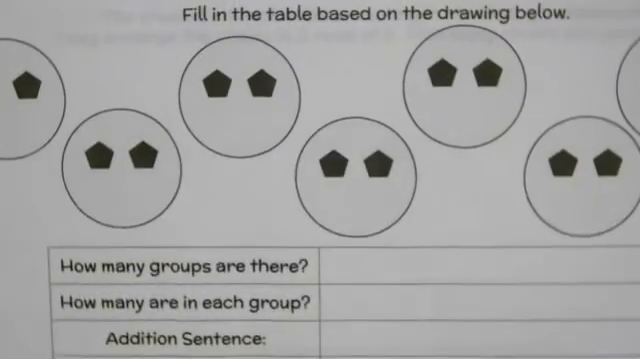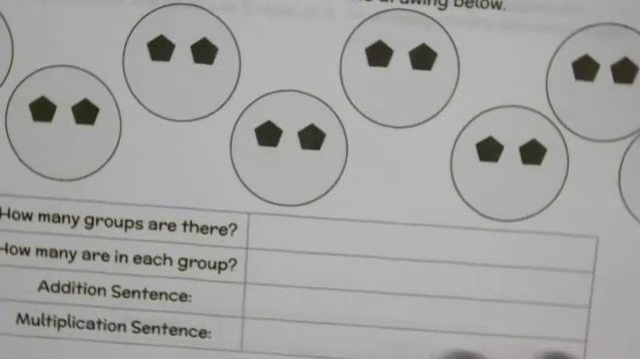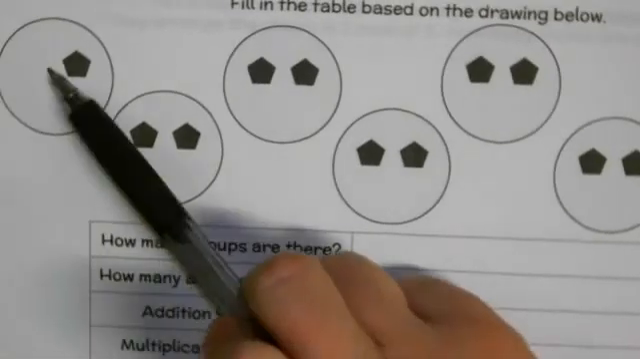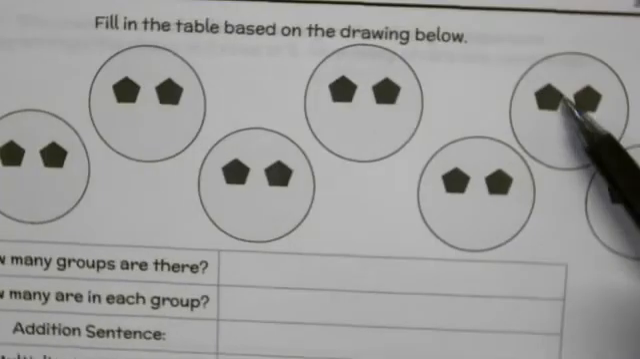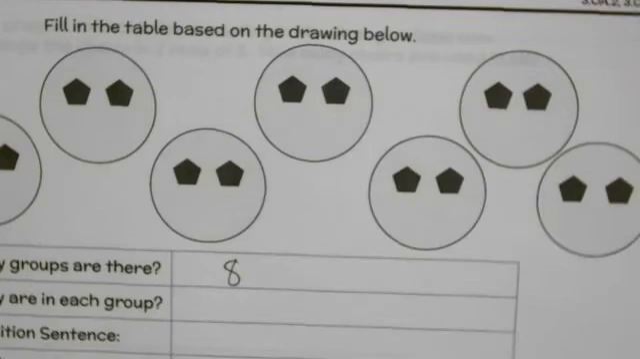All right, this is a big one. I got to adjust my camera so you can see it all. Maybe. Let's see. Okay. So how many groups are there? I want you to be able to see everything I'm counting. 1, 2, 3, 4, 5, 6, 7, 8. How many are in each group?